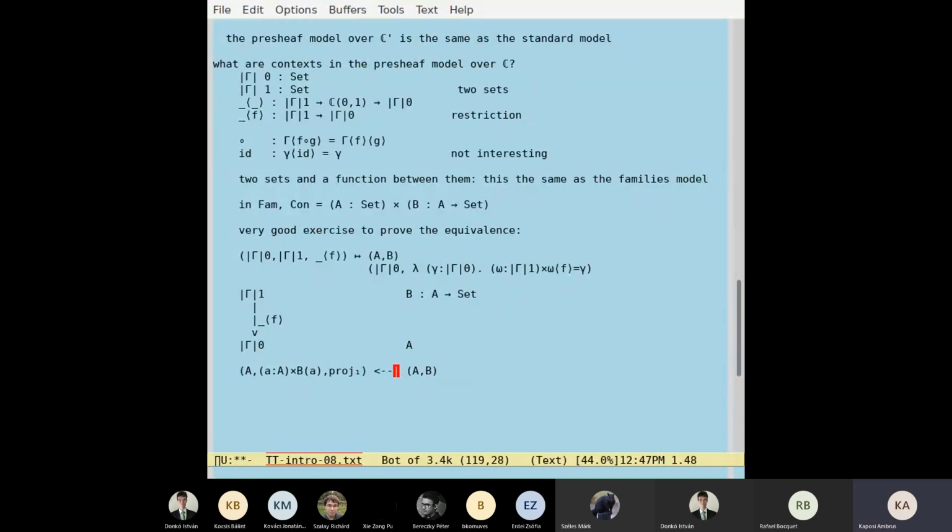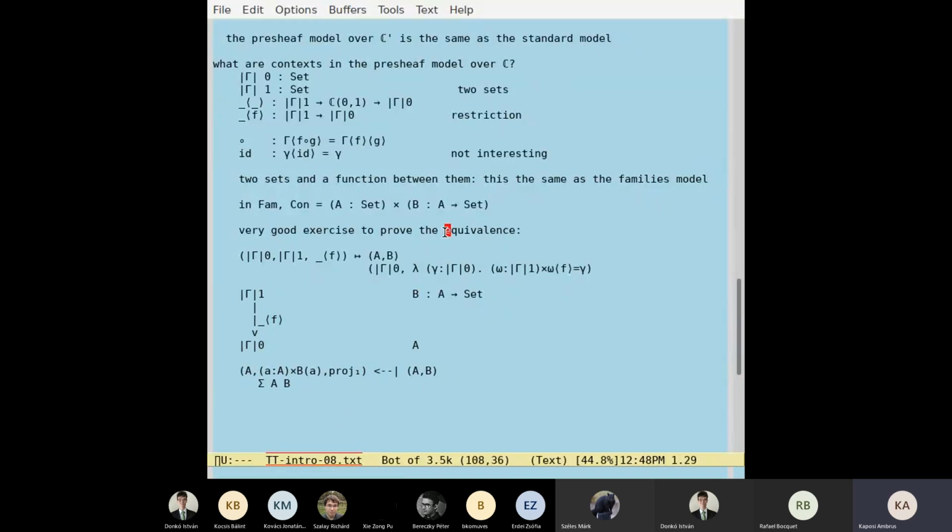So the first projection maps gives me an element of Sigma A B. In Agda, you can write this as Sigma A B. This is the same. You get an element here.